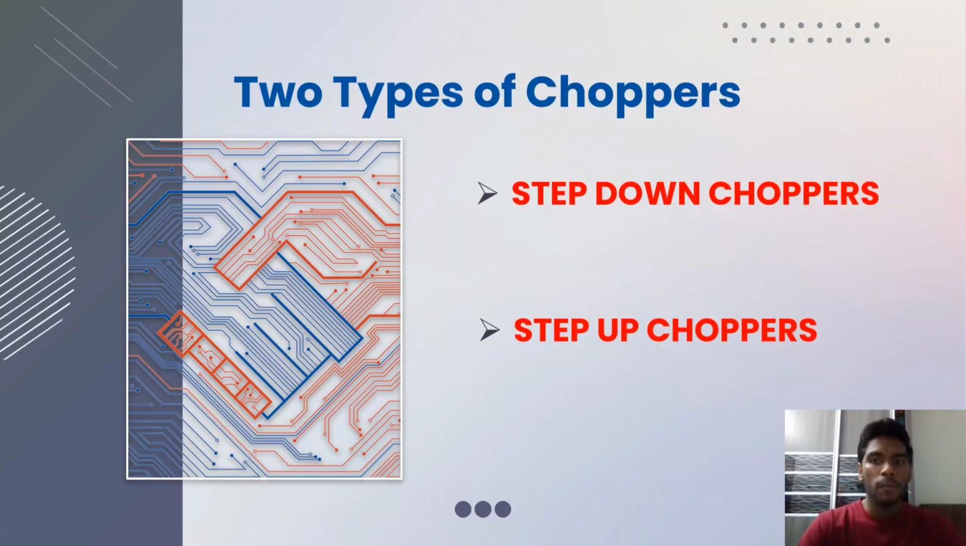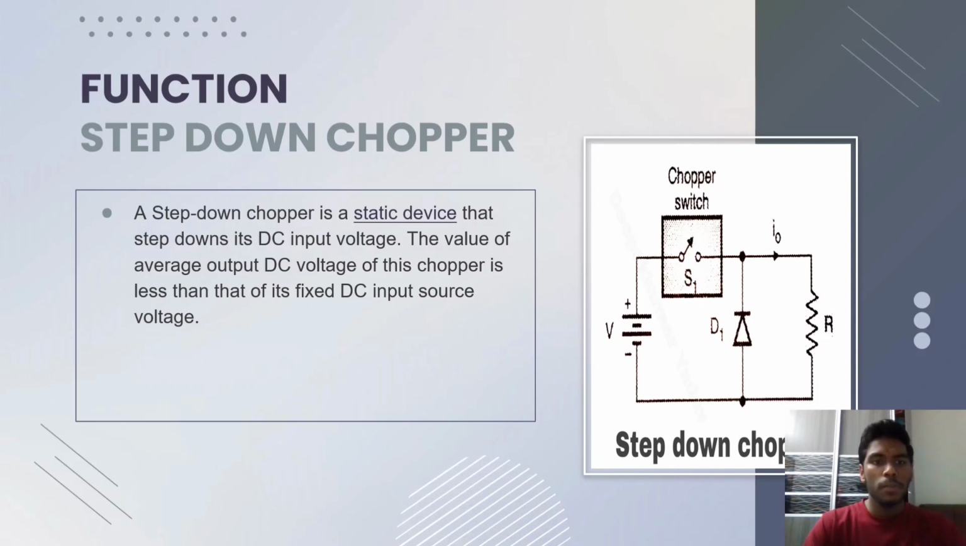There are two types of choppers, which are the step-down chopper and the step-up chopper. What I'm going to explain today is the step-down chopper. The function of a step-down chopper: it is a static device that steps down its DC input voltage. The value of the average output DC voltage of this chopper is less than its fixed DC input source voltage.